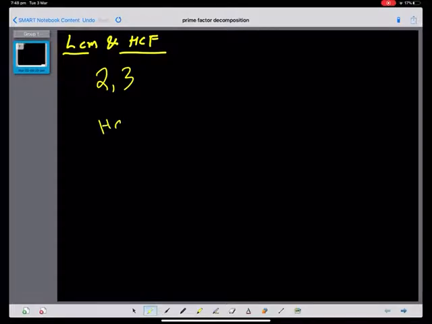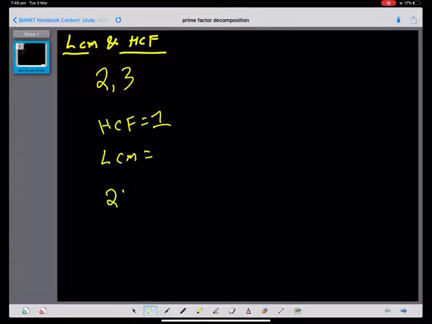I'm hoping that you can see that the highest common factor of 2 and 3 is 1. The highest common factor being the highest factor that 2 and 3 have. And a factor is a divisor that doesn't leave a remainder. The lowest common multiple is the lowest multiple.